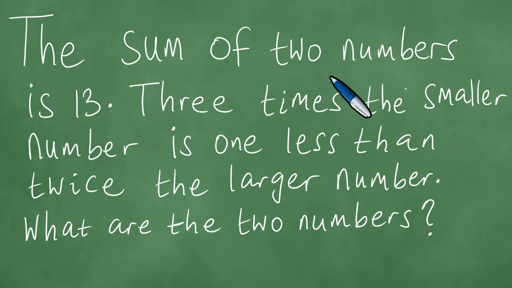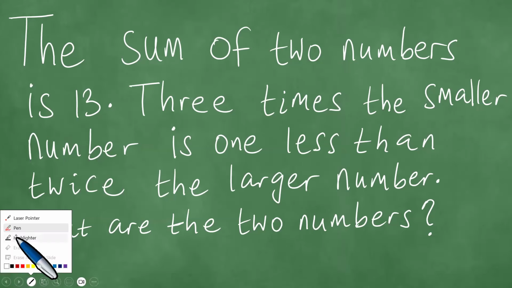Right, we have here this particular word problem, and it reads as follows. The sum of two numbers is 13. Three times the smaller number is one less than twice the larger number. What are the two numbers? We present this particular problem in a step-by-step fashion as follows.